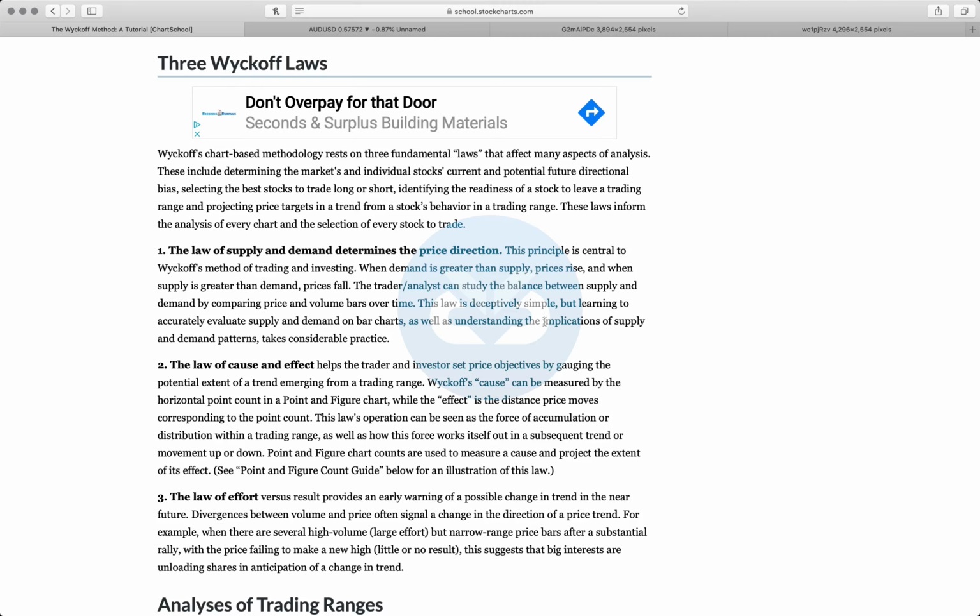Rule number two, the law of cause and effect, is also very self-explanatory when you're understanding schematics and direction. If accumulation happens, the conversion of supply to demand, the cause of that is the accumulation schematic and the volume shifts, and the effect of that is upside movement. And then it's vice versa for distribution: demand turns to supply through the same conversion, which is obviously the schematic and the volume shift.